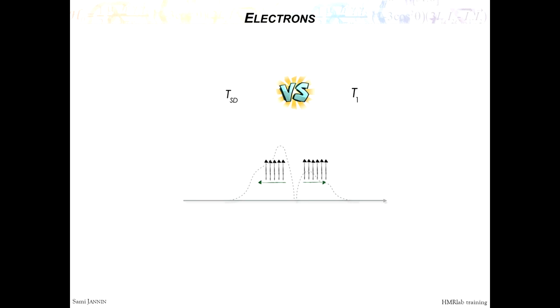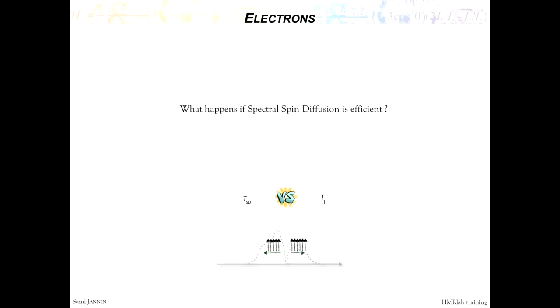So this is something we'll talk about during the DNP session tomorrow morning, this competition between spectral diffusion and T1, and what will be the shape of the EPR line, because only when we know the shape of the EPR line, we can know the enhancement. We can know how it will transfer polarization to the nuclear spins. Okay, now, what happens if spectral spin diffusion is very, very efficient, like in our case?